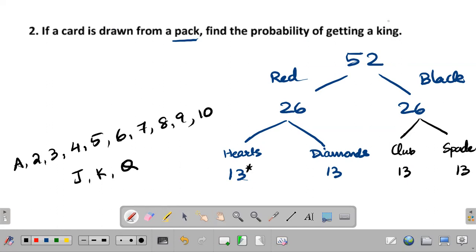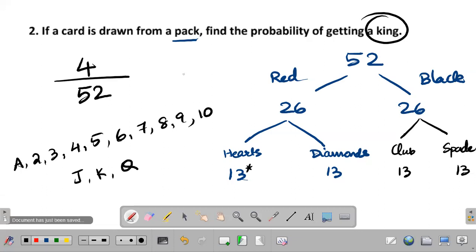Can you tell me altogether there are 52 cards? Out of these 52 cards, how many kings are there? 4 kings are there: king of hearts, king of diamond, king of club, king of spade. So 4 favorable outcomes. So my answer will be 1 upon 13 in this case. I guess this is clear to you.